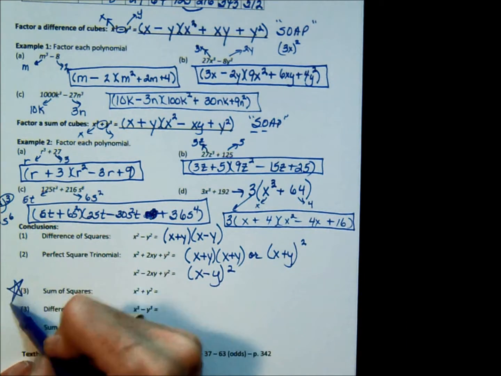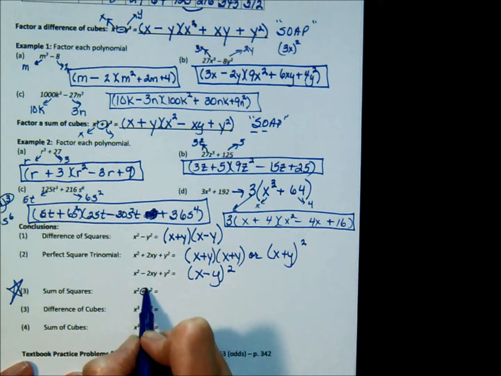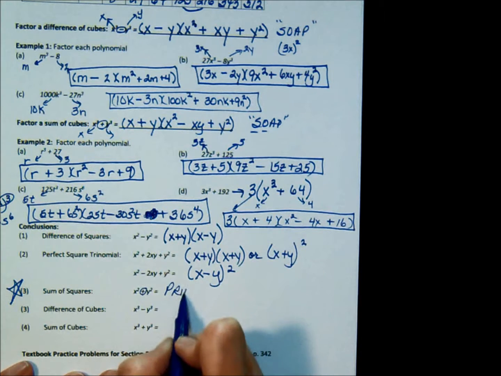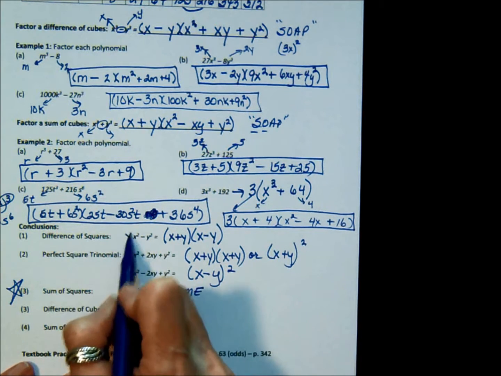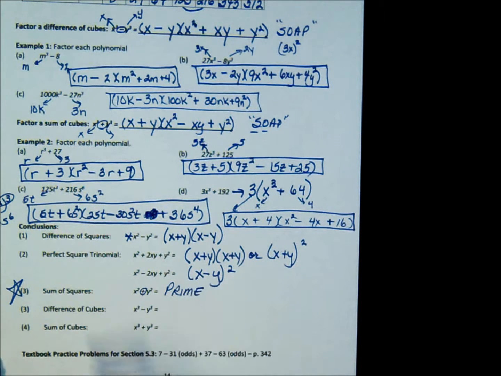This one I want you to pay special attention to. If you have the sum of two squares, it is prime. It cannot be done. Difference of two squares, yes. Sum of two squares, no. That's different than it is with cubes. I can do the difference or the sum with perfect cubes.